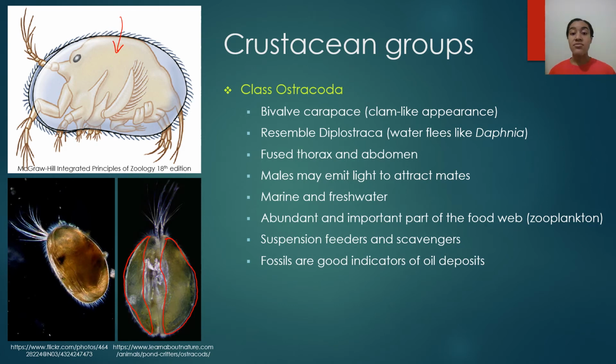area, of that environment. Zooplankton are suspension feeders, and they can be scavengers, so they can eat photosynthetic bacteria and other microorganisms, and they can also scavenge off of dead material in the water column. And there are a lot of fossils of these ostracods all over the world, and they're a really good indicator of where you can find oil deposits because, of course, oil is made of a lot of carbon from ancient organisms, and so where these are located is a good indicator that you might find some oil there.